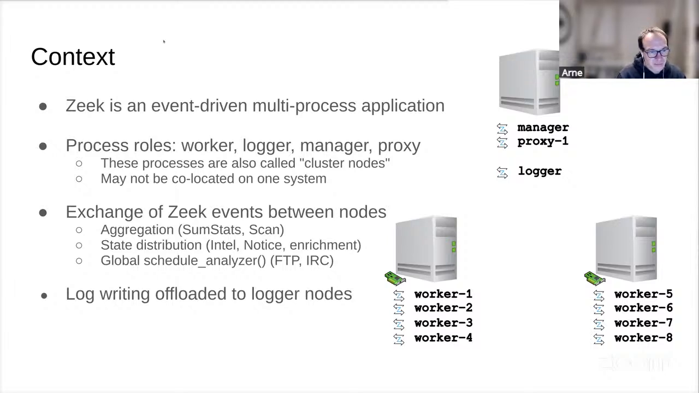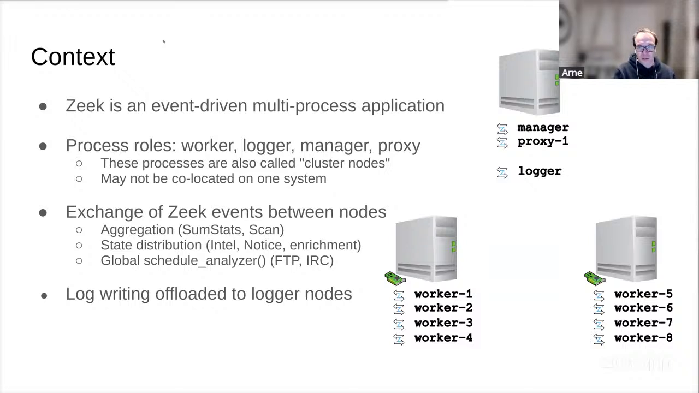Another scenario where there's cluster communication involved is when you have an FTP control connection, and over that control connection, the data connection is announced. It's not guaranteed that the data connection goes to the same worker as the control connection. So there's also a broadcast in the cluster that a data connection is to be expected. That's also in terms of sending Zeek events from one cluster node to the other cluster node.